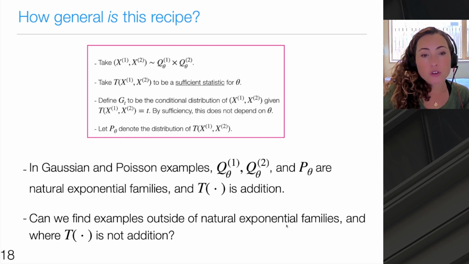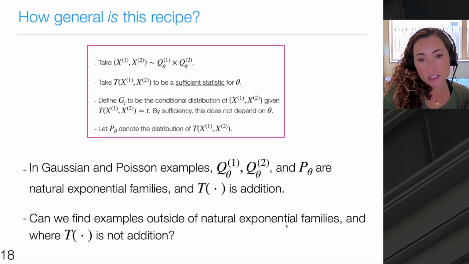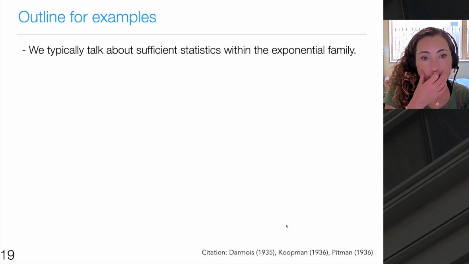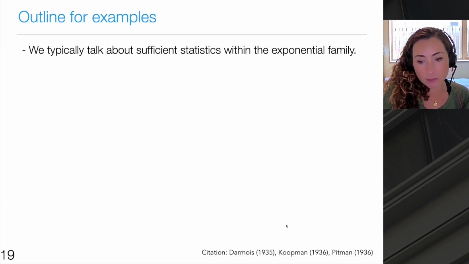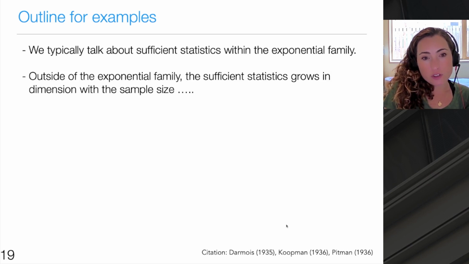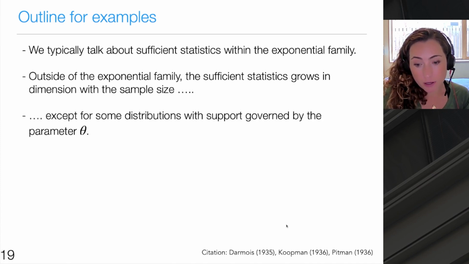And so to come up with examples like this, what we're going to do is think about sufficiency. So a key idea here is that the thing that I'm thinning is t of x1, x2, where t of x1, x2 is a sufficient statistic for theta. So I'm going to organize my examples in terms of the notion of sufficiency. And to do this, I'm going to rely on some old results about sufficiency from the 1930s. From the 1930s, we know that usually when we're talking about sufficient statistics, we're within the exponential family. But sufficient statistics also exist outside of the exponential family. And there are two possibilities outside of the exponential family. Either the sufficient statistic grows in dimension with the sample size, or else we have a distribution where the support is actually governed by the parameter theta.